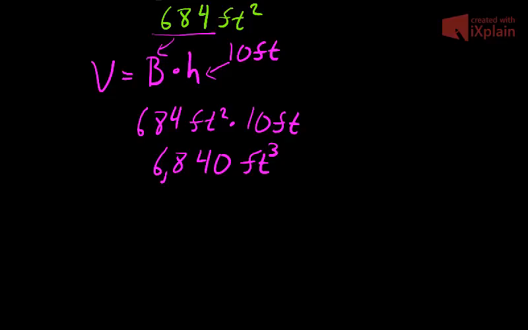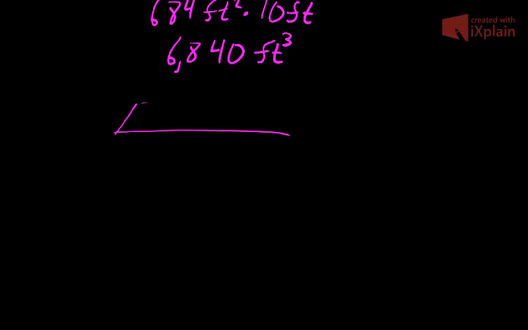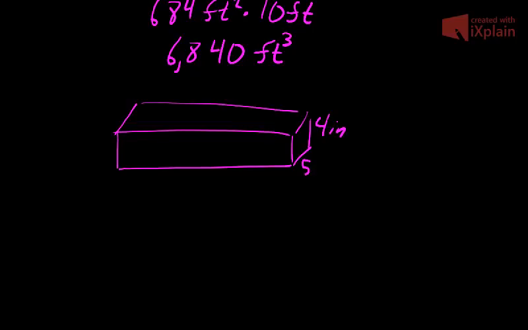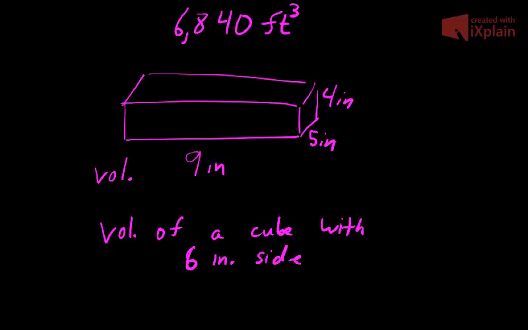So what I would like you guys to find for me, just to practice, is we're going to have a big old box here that's a nice rectangle shape, and the sides are going to be 4 inches by 5 inches by 9 inches. I'd like you guys to find the volume of this, as well as finding the volume of a cube with a side of 6 inches, so with 6-inch side. So those are the 2 problems that I would like you guys to do at the end of your notes.